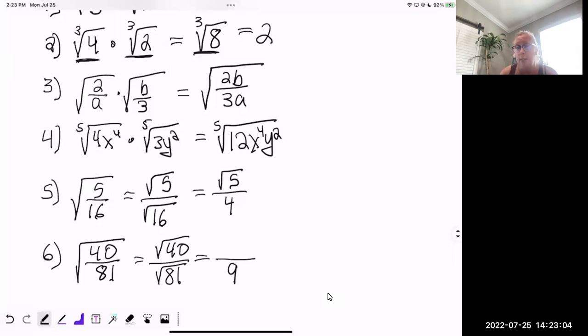And square root of 40, this is why I started with square root of 40, we can break it down to a perfect square factor times a non-perfect square. The biggest perfect square in 40 is 4 times 10. So my perfect square is 4, 10 is my non-perfect square, and I can simplify to become 2 radical 10 over 9.